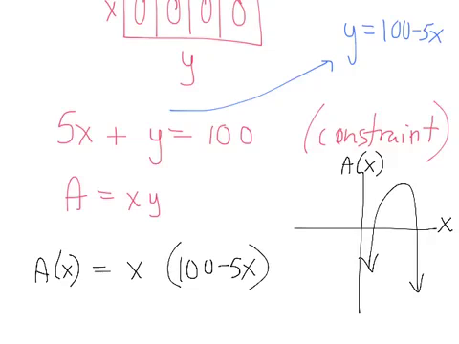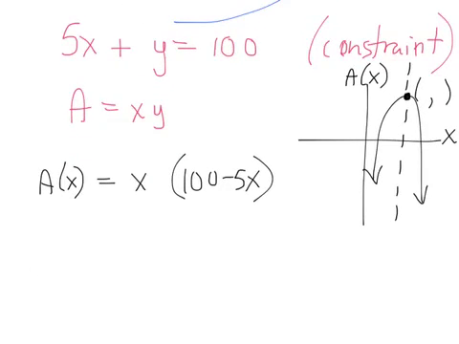Now, we want to know when the area is at a max. When the area is at a max, we're right here. That's where we are. And this location occurs along the axis of symmetry. So we need to find the axis of symmetry, or simply find the vertex. But to find the vertex, you first find the axis of symmetry to get x, and you plug that back in to get A of x. Okay, so let's do that.